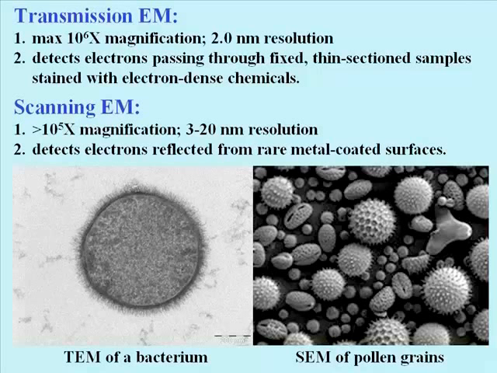In the scanning electron microscope image on the right, we are looking at pollen grains, different pollen grains from different species. What happens here is the samples are fixed and then sprayed to coat the tissues with a very fine layer of rare metal.